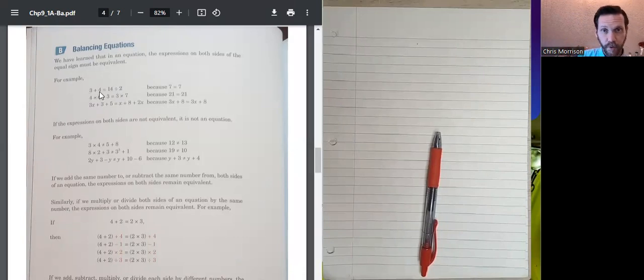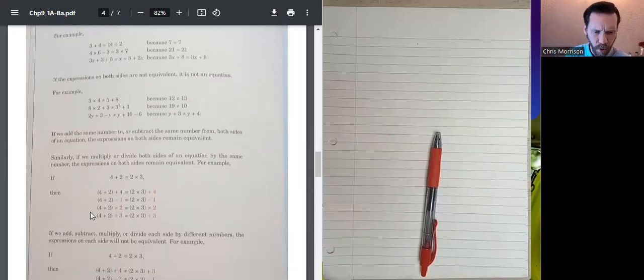So what is 3 plus 4? 7. What's 14 divided by 2? 7. Does 7 equal 7? Yes, and so that's going to be true. 4 times 6 minus 3. What's 4 times 6? 24. 24 minus 3 is 21. And what is 3 times 7? 21. 21 equals 21. So that's the basic essence of an equation: you solve one side and then you solve the other side and you check and see if those two sides are the same. If they are, the equation is true. If they're not, the equation is false. That's really all that this whole section is getting at.